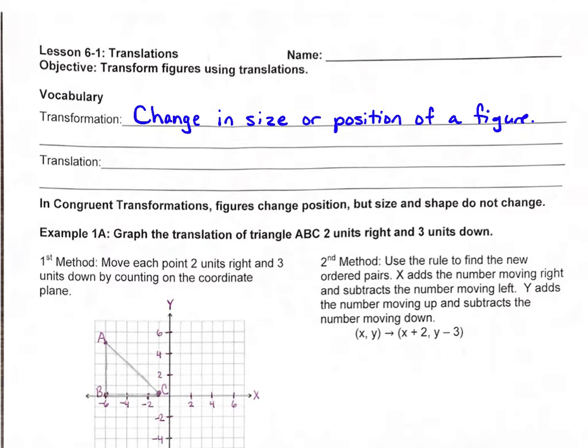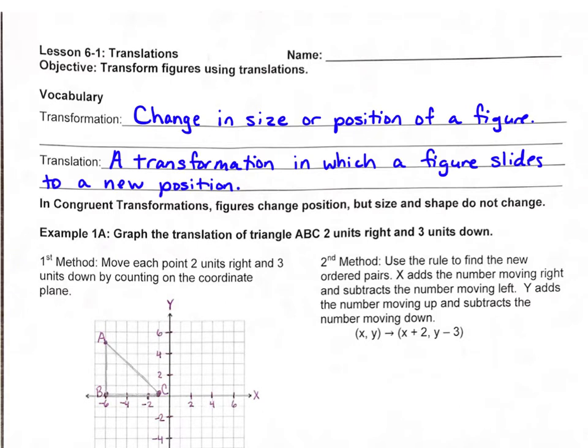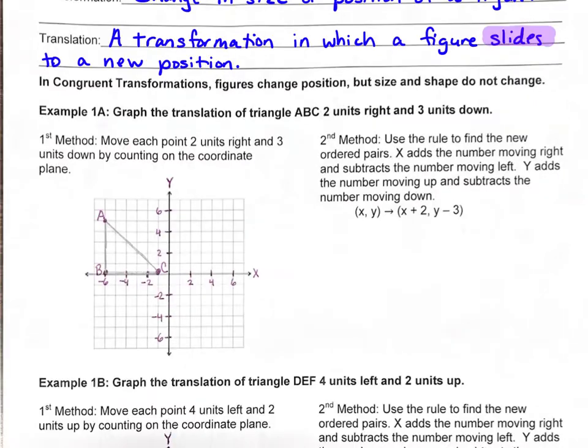The shape never changes. A translation is just a transformation in which a figure slides to a new position. So you might just remember a translation as a slide. It's going to slide to a new position. It's going to keep its orientation, its direction. It's just going to slide to a new place.